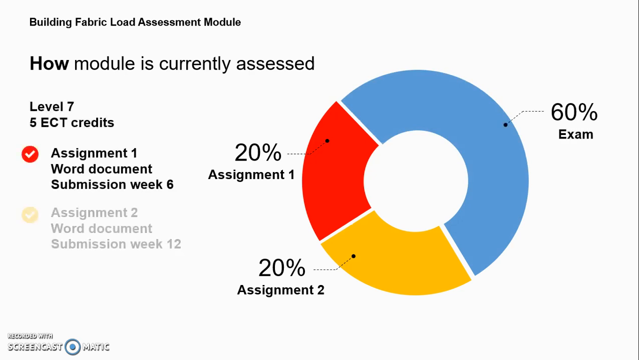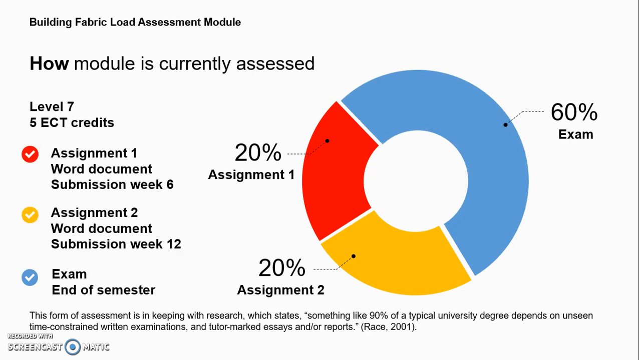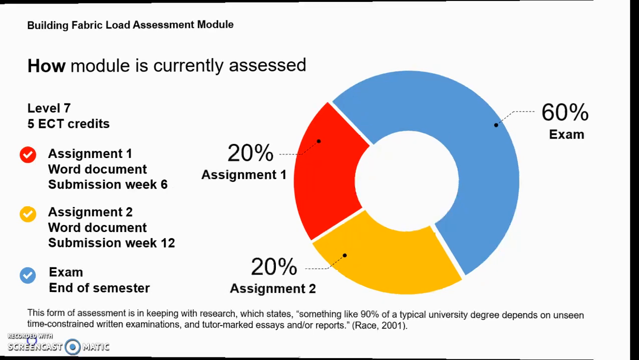The module is a level 7 course and attracts 5 ECTS credits. Currently, my assessment strategy involves students producing 2 assignments based on work they have completed using industry standard simulation software, and an end of semester written exam. This is in keeping with research which states something like 90% of a typical university degree depends on unseen time-constrained written examinations and tutor-marked essays and reports. Both the exam and reports should be considered high-stakes assessments.